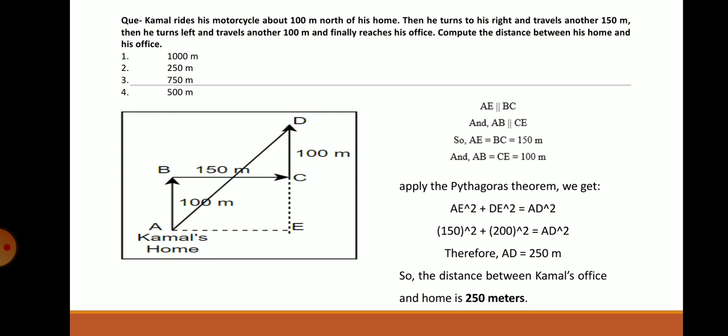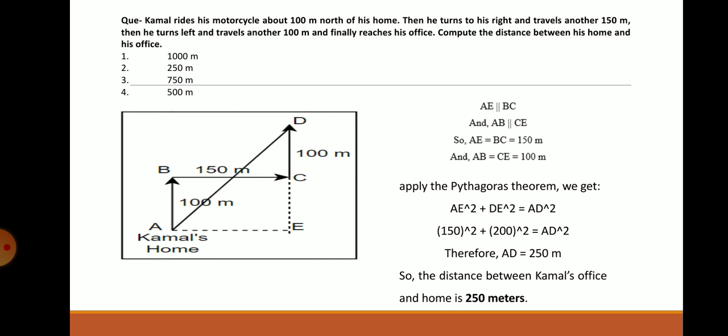After that he turns to his right and travels 150 meter. That means the right of point B is nothing but east. In the east direction he has traveled 150 meter. At point C he has reached now. From point C he turned to the left, because at point C he is facing towards east, and if he is facing east, the left side of that east will be towards north. That means he will move in the upward direction from point C to point D.